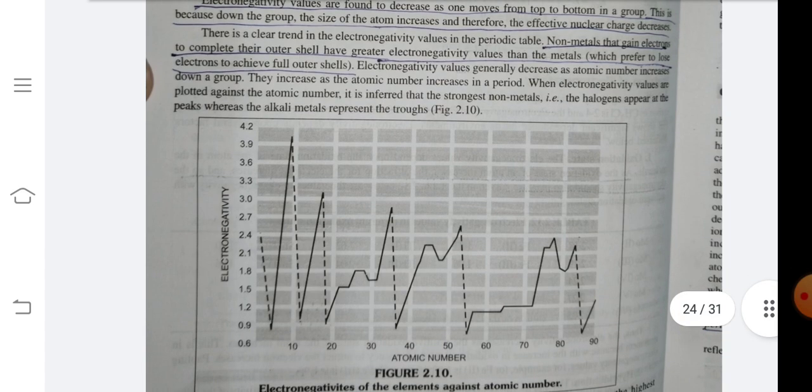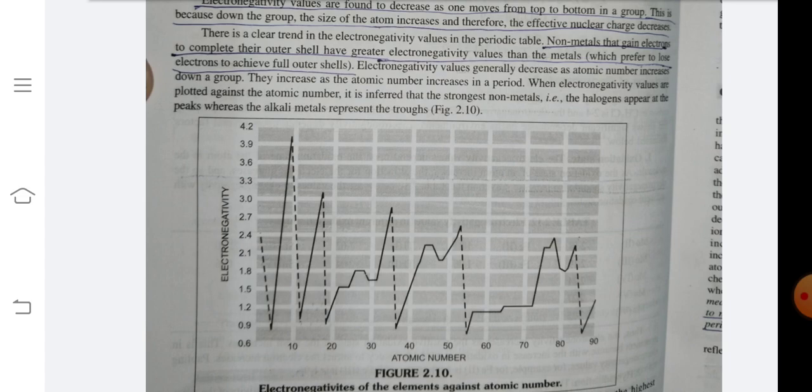There is a clear trend in the electronegativity values in the periodic table. Non-metals that gain electrons to complete their outer shell have greater electronegativity values than the metals. Electronegativity values generally decrease as atomic number increases down a group. They increase as the atomic number increases in a period.